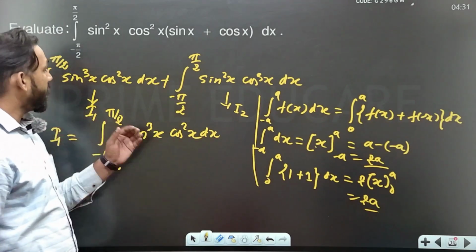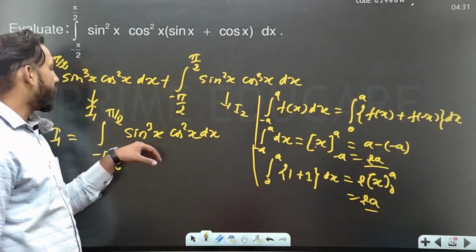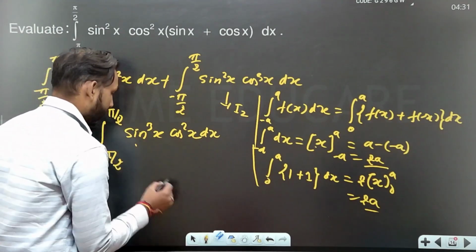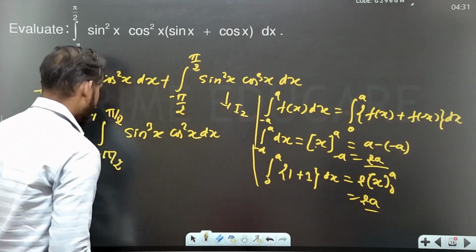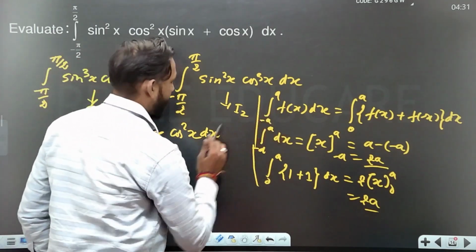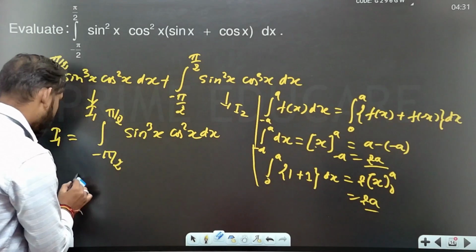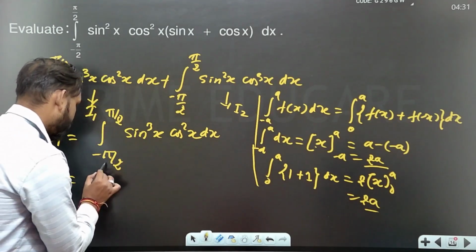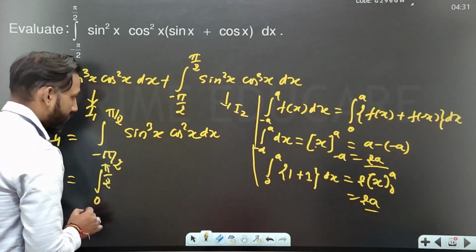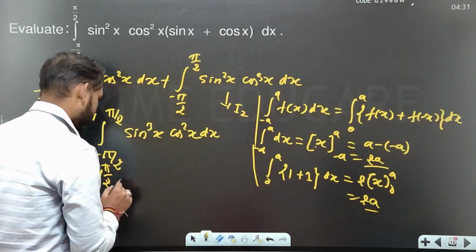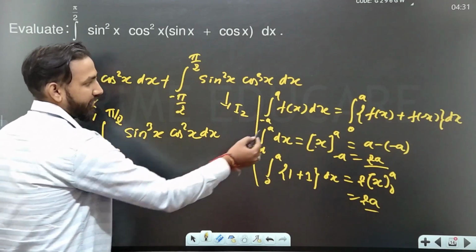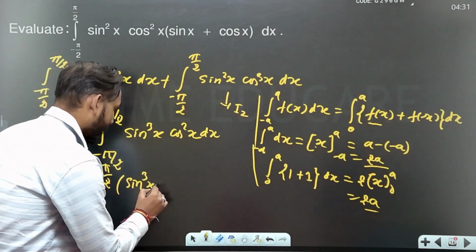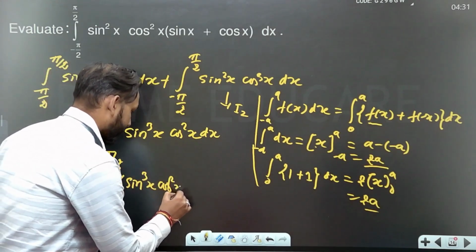Now how can we change this limit? Our function is something like that. We want to change it, right? Then we apply this formula here, and the value of this integral will be reduced to this form, from 0 to pi by 2, and we put x here, no problem. This function will be as it is, because f of x is sine cube x and cos square x, right?